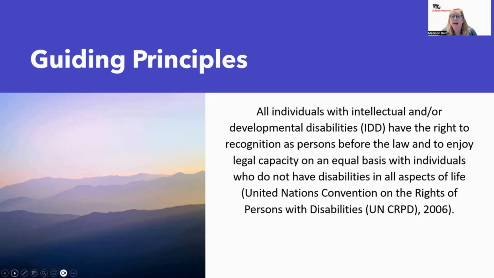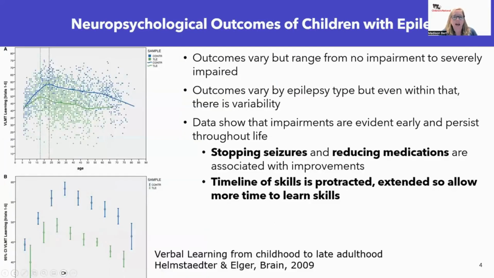And because of that, really what we're talking about here is that all of our kids with IDD have the right to recognition as a person before the law and to enjoy legal capacity on an equal basis with individuals who do not have disabilities in all aspects of their life. And so this is the idea that even our kids with IDD have these same, again, sort of rights to live life and enjoy it and have access. And so just keeping that in mind.